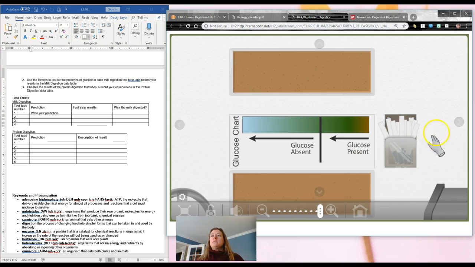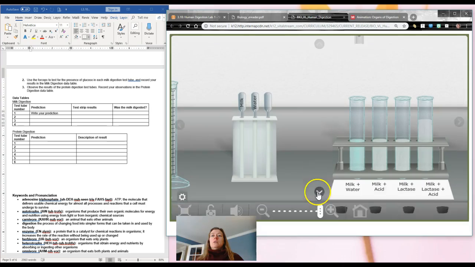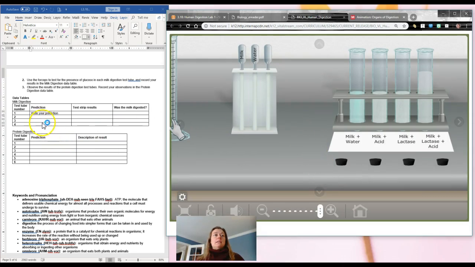Those are your options. So let's go back down to the other test tubes. Okay, milk and acid would be what you'd write for number 2. So for tube 1. And then here you'd say, you write your prediction.